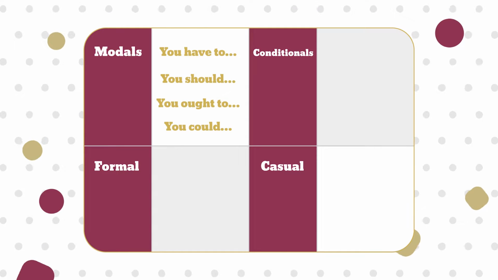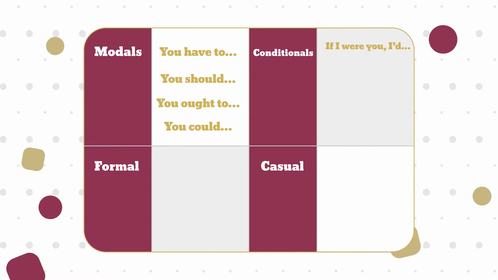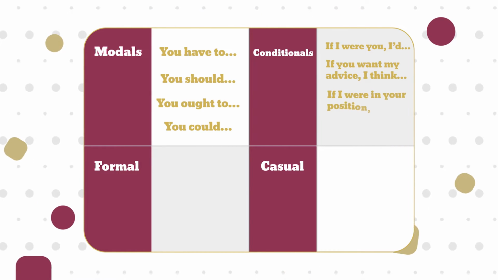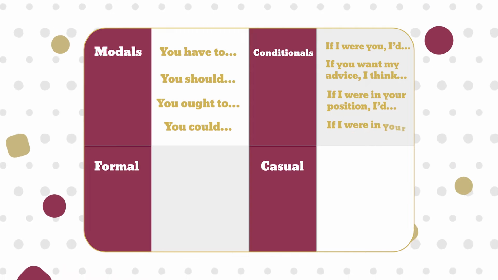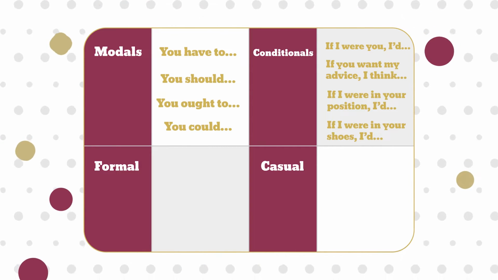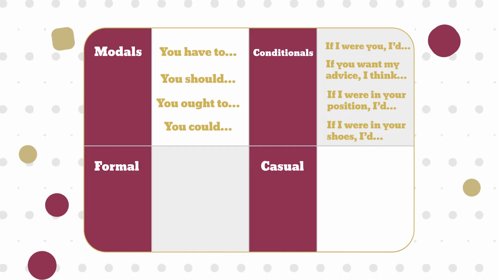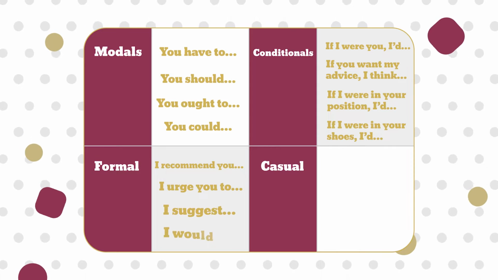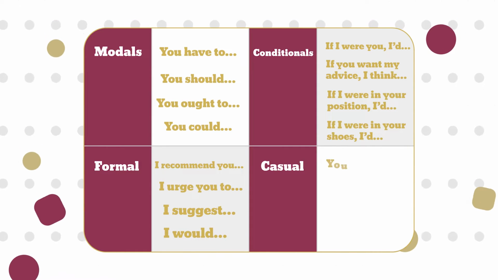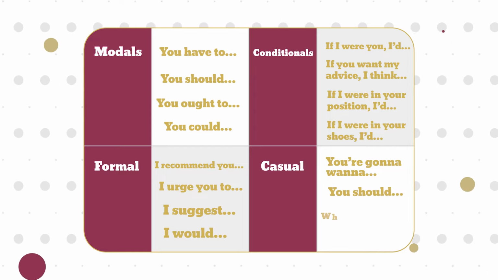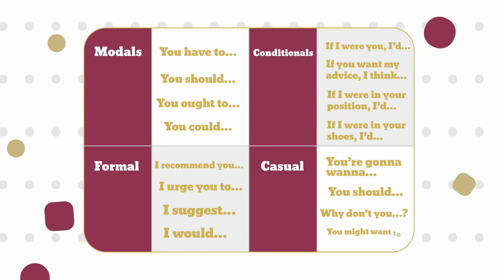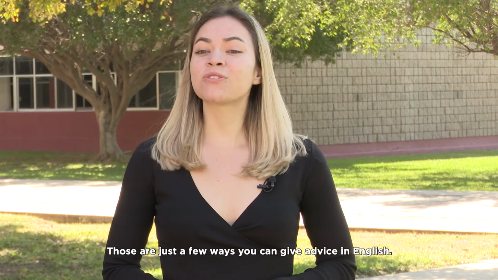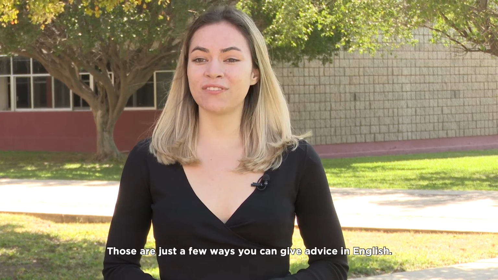For conditionals, you can use if I were you, I'd; if you want my advice, I think; if I were in your position, I'd; if I were in your shoes, I'd. For formal verbs, you can use I recommend you, I urge you to, I suggest, and I would. And for casual verbs, you can use you're gonna wanna, you should, why don't you, and you might want to. And there you have it. Those are just a few ways you can use to give advice in English.